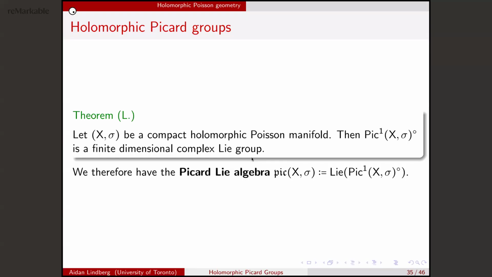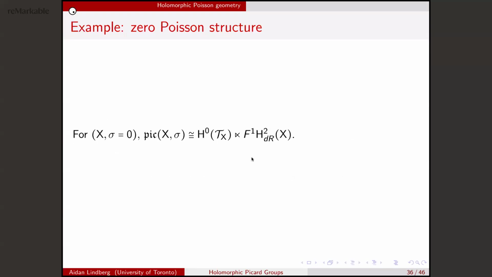Okay, so an example of Picard Lie algebra. If we have the zero Poisson structure, we just saw that Pic one was Aut X semi-direct F1 H2 de Rham. So its Lie algebra is just going to be the Lie algebra of holomorphic vector fields acting on this representation via the Lie derivative, which is actually a trivial action on cohomology, but there's an example.